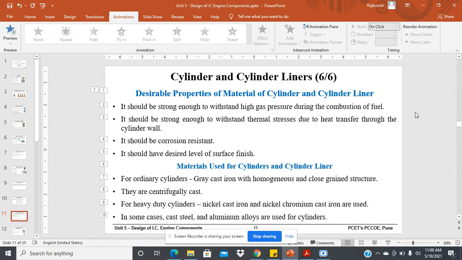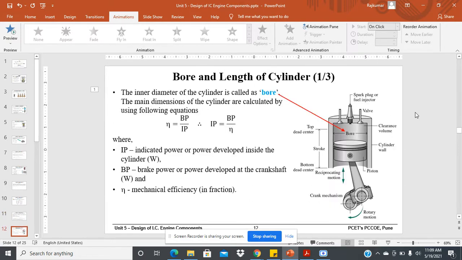Okay, so we were here, we completed actually this point, the desirable properties of material of cylinder and cylinder liner that we discussed, and the materials that are widely used for cylinder and cylinder liners are also discussed. And we started with the design. So the first design part is estimation of bore and length of the cylinder.